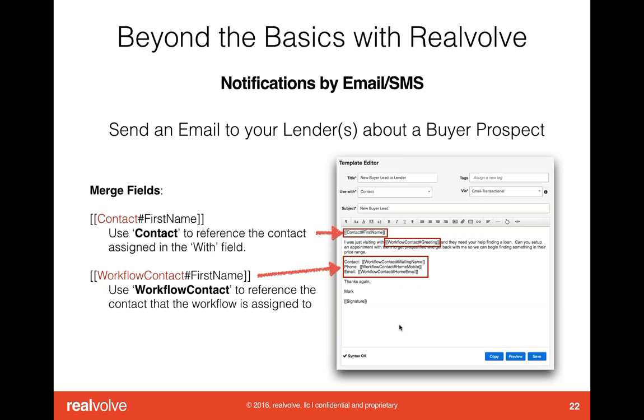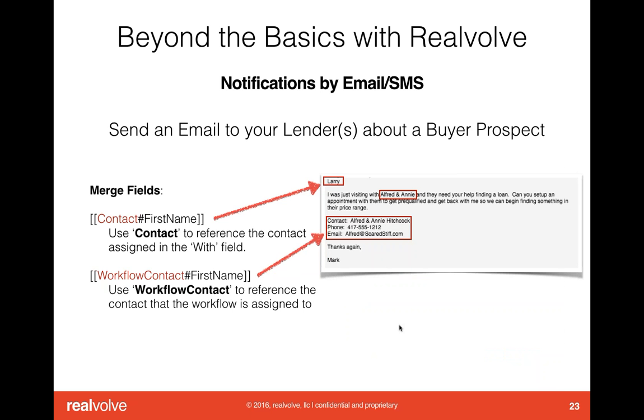So what happens is whenever I send this, the fields get filled in with Larry, or you could put in Dear Larry or whatever. I was just visiting with Alfred and Annie, and they need your help finding a loan. And it goes through and does the thing. It fills in the fields. So we are dealing with the activity that you're sending. The activity was assigned on the with to Larry.